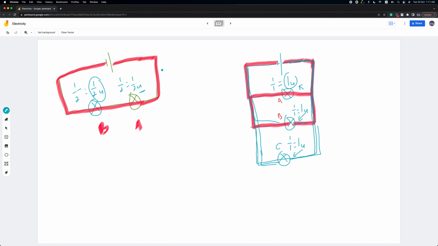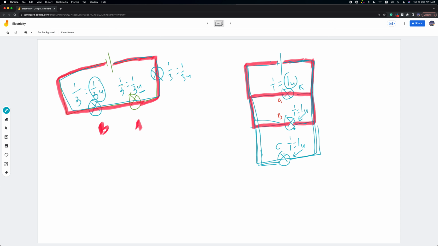Okay, but if I add a bulb here, now when the electricity flows, it has to flow through 3 bulbs. So this is 1 over 3. That means 1 over 3 units. Okay, no longer 1 over 2. So let's just change this to 1 over 3. And you can see, the more bulbs you add in series, the dimmer it gets. But when you add them in parallel, it remains the same.